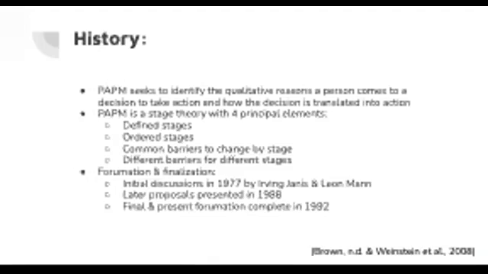The Precaution Adoption Process Model, or PAPM, is a stage theory which seeks to address and identify the qualitative reasons a person comes to a decision to take action, as well as how that decision is translated into action. This approach to explaining health behaviors offers several benefits, including the possibility for greater accuracy, greater intervention effectiveness, and greater intervention efficiency. There are four principal elements to a stage theory: defined stages with boundaries for separation, ordered stages citing the typical flow of users throughout the model, common barriers to change that link individuals in each stage, as well as barriers separating individuals existing in different stages.